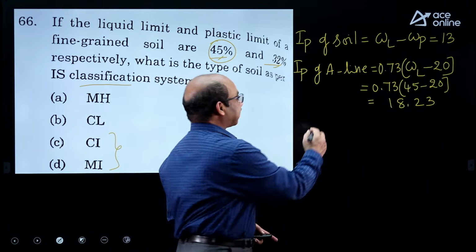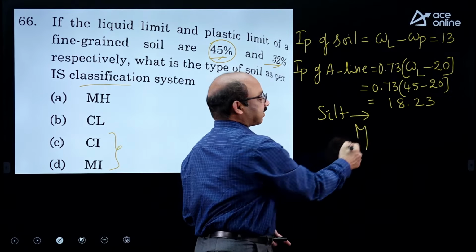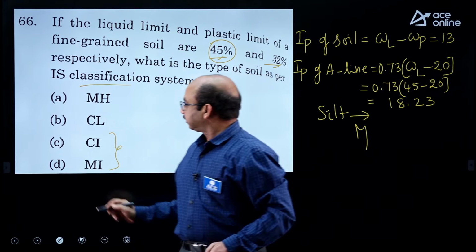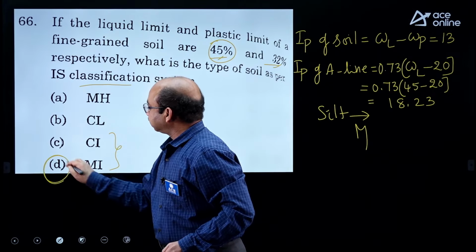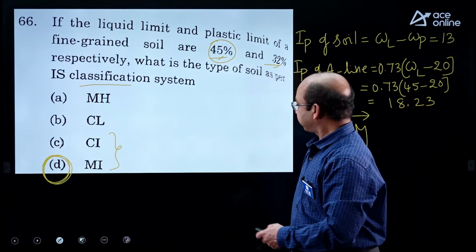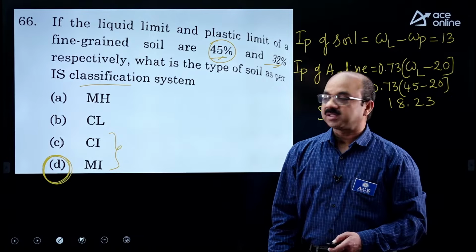Below A line means it is a silty soil. Silty means symbol is M. So intermediate compressible silty soil. So this is the answer. Intermediate compressible silty soil. So this is the solution for this question.